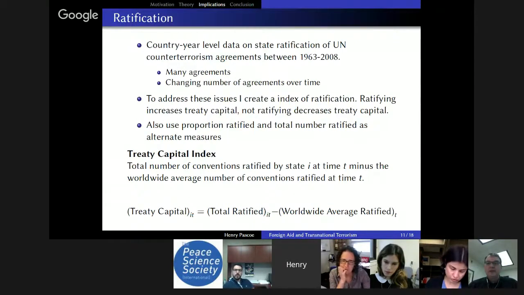So to test the first hypothesis, I collect data on ratification of these agreements between 1963 and 2008. Because there are many agreements and a changing number of agreements over time, I create an index of ratification. I call this the Treaty Capital Index. It's simply the total number of agreements ratified by country i at time t, plus the worldwide average ratified at time t. And for robustness, I also use proportion ratified and total ratified as alternate measures.